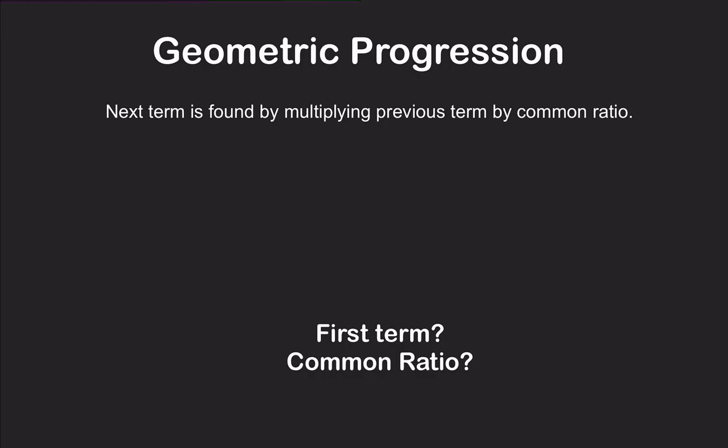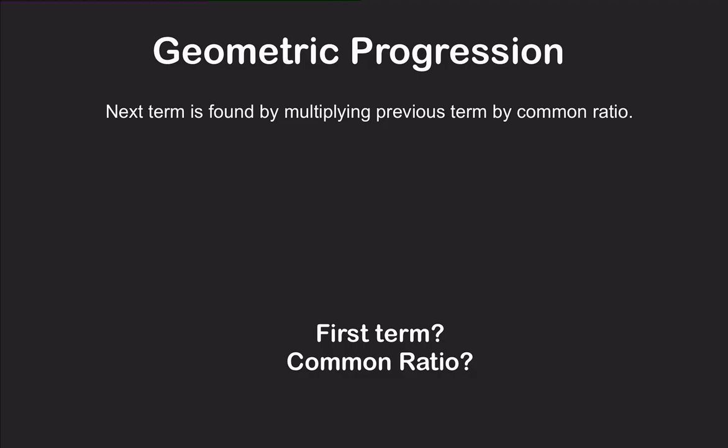Now let's start with geometric progression, and we are going to do it by comparing it with the arithmetic progression series. That way it will be easy for you to remember. So what is a geometric progression series? In arithmetic progression, how did you get the next number? By adding the common difference to the last number.